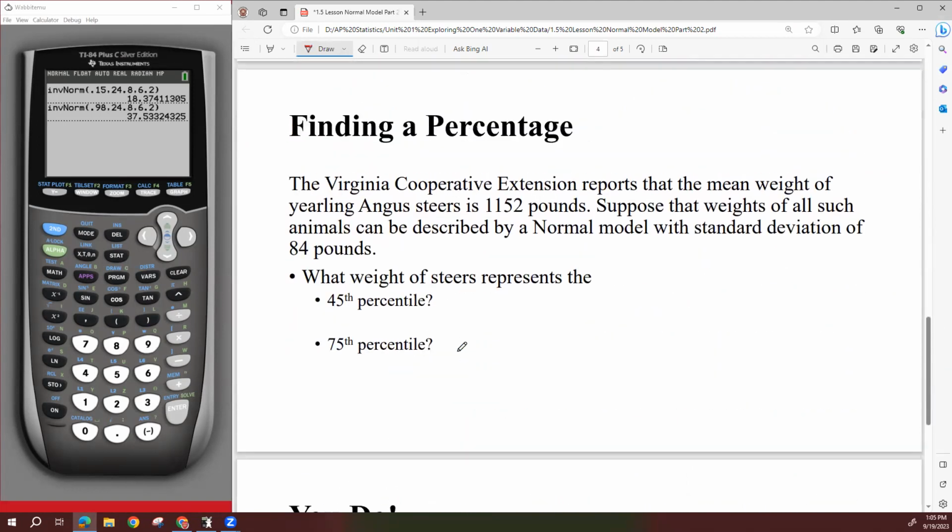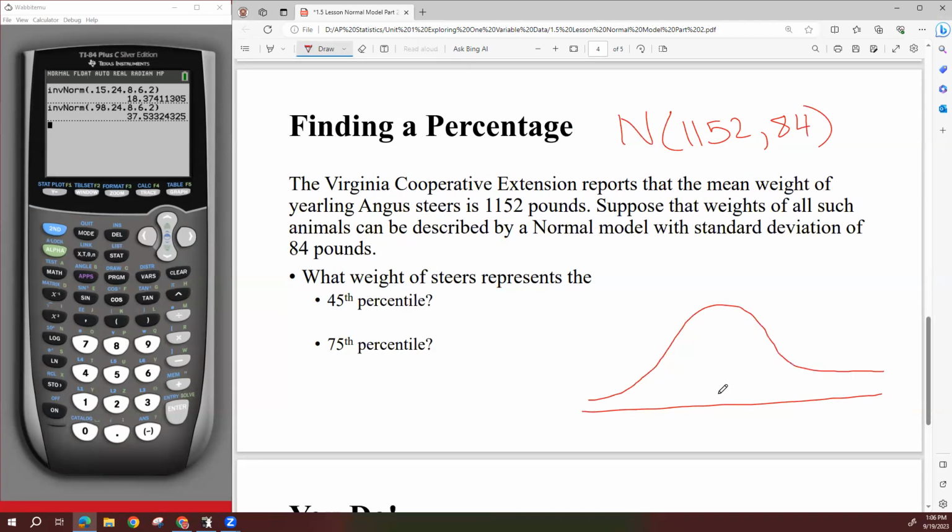We can do the same thing when it came to our steers. Again, we have these steers that were distributed normally. That means they are unimodal, symmetric. We have a mean of 1,152 pounds with a standard deviation of 84. And again, we could draw that, sketch it. That one's a little better than last time. You don't have to do the standard deviations above and below every time if you don't want to. It's good to know how to do that though.